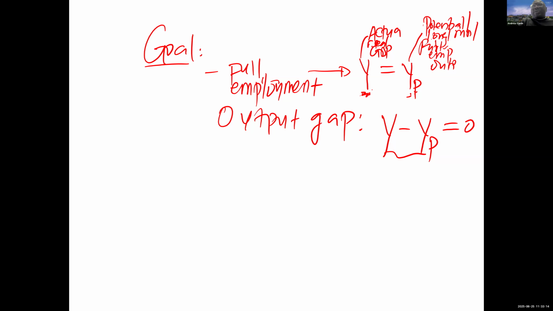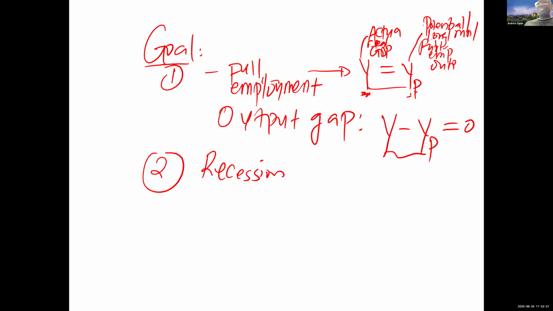But the economy is not always going to be at full employment. We always go into a recession. Sometimes we produce beyond full employment. So there are two other possibilities. The second possibility is, what if we're in a recession? Recession means the output gap is negative. It means the actual output, if you subtract full potential output from it, is going to be less than zero. Recession means the actual output that the economy produces is less than its full potential value. The economy is producing below its full potential. So the output gap is negative. That's the definition of a recession.